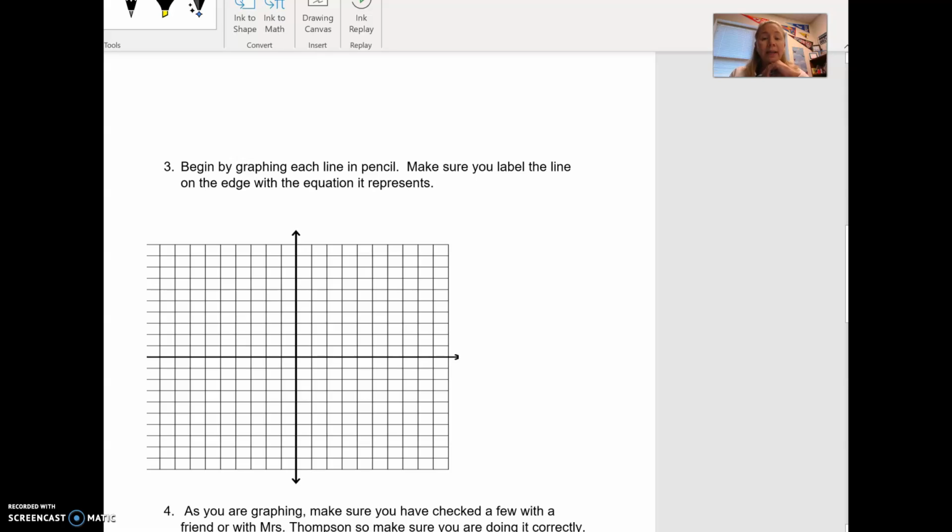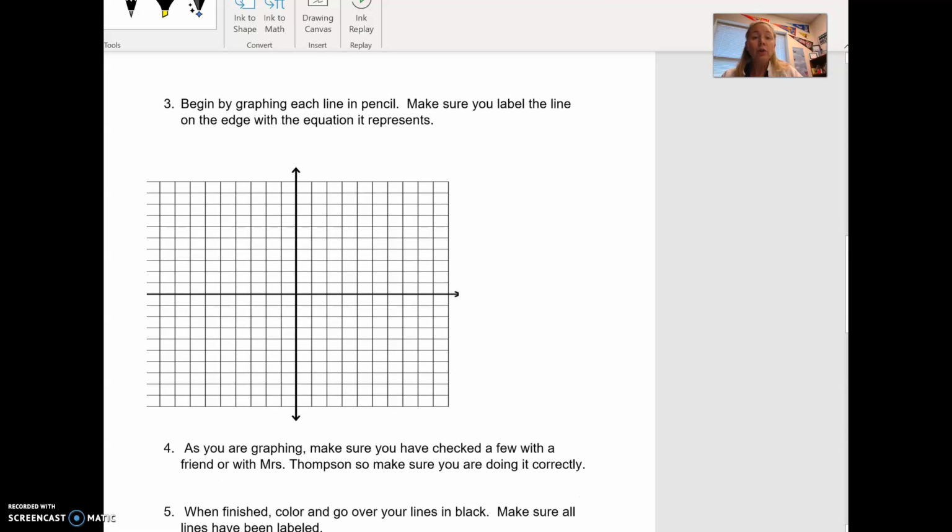So once you're ready to graph, you will begin by graphing each line in pencil. And you want to make sure that you label the line on the outer edges with whatever equation it is you are graphing. So let me show you an example.